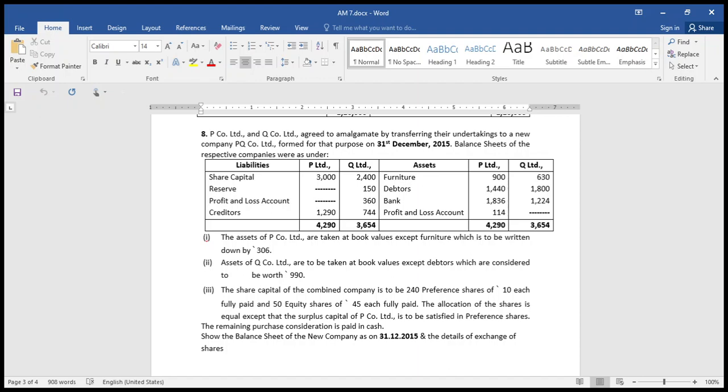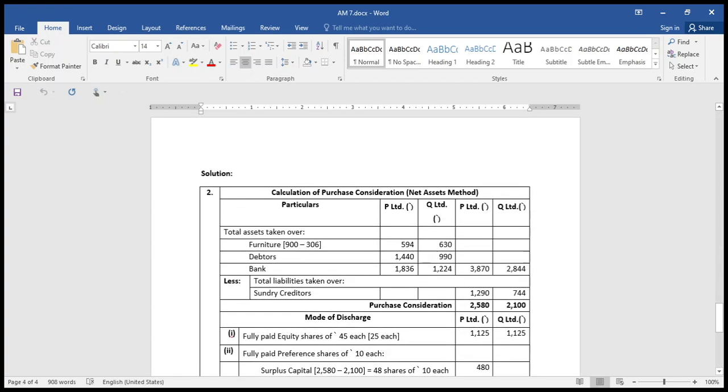The remaining balance in the purchase consideration should be paid in the form of cash. Okay, yes, so what we have to do? So we have to find out the purchase consideration under the net assets method. Here we can calculate the purchase consideration simultaneously, because for both companies we have to calculate the purchase consideration under the net assets method. First, total assets taken over.